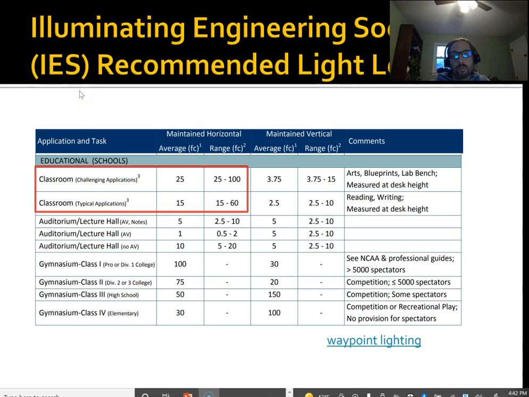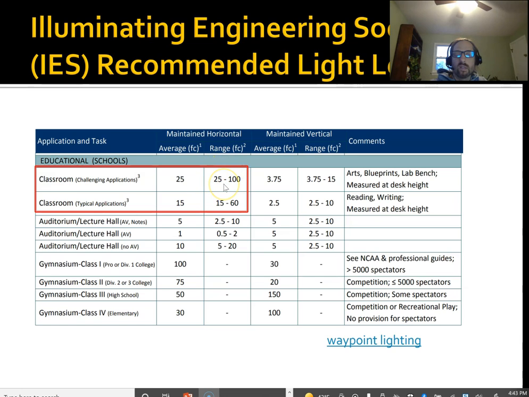Engineering Society. So IES, they're the main body that provides recommended light levels. So if you ever see IES in the energy field or the lighting field, it's the Illuminating Engineering Society. And you can see here in a classroom, we should probably be in the 15 at the low end. This is just for reading and writing, but you probably don't want to be down at 15. So probably at least 20, 30, 40 would be good.